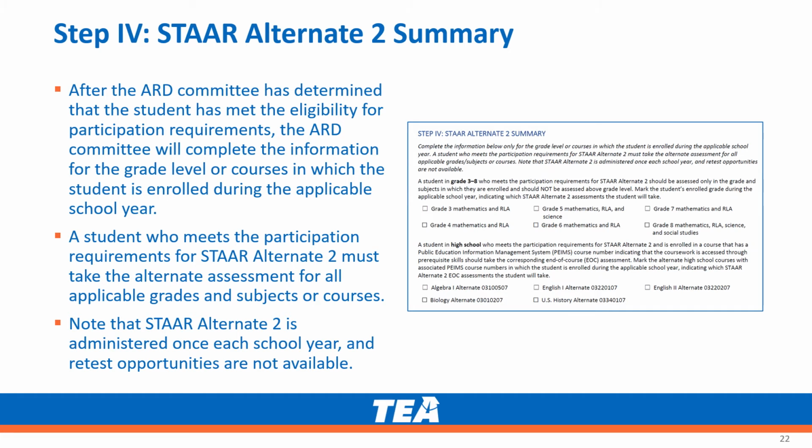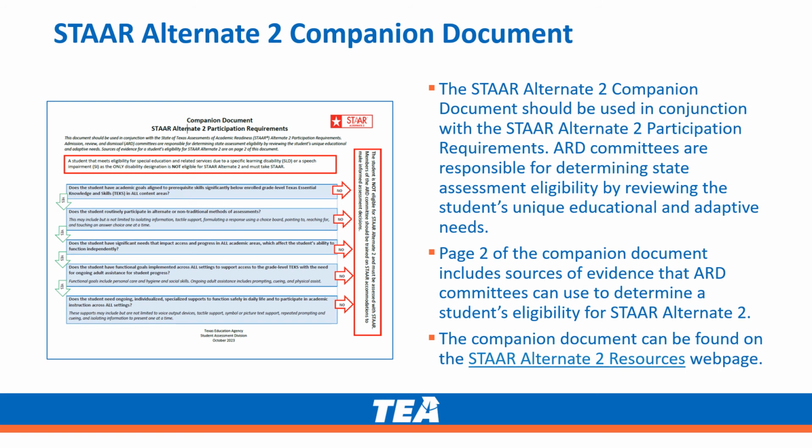After the ARD committee has determined that the student has met eligibility for participation requirements, the ARD committee will complete the information below only for the grade level or courses in which the student is enrolled during the applicable school year. A student who meets participation requirements for STAAR Alternate 2 must take the alternate assessment for all applicable grades, subjects, or courses. Note that STAAR Alternate 2 is administered once each school year, and retest opportunities are not available. To support ARD committee decision-making, the STAAR Alternate 2 companion document is available at the STAAR Alternate 2 Resources webpage.